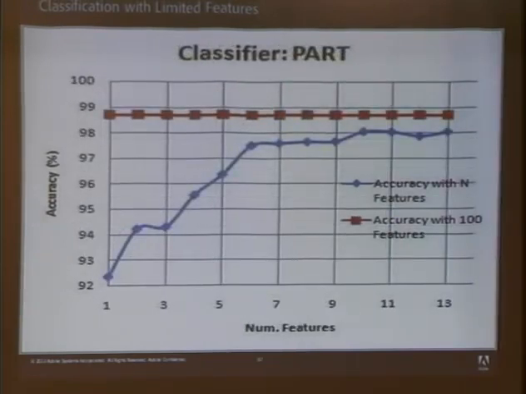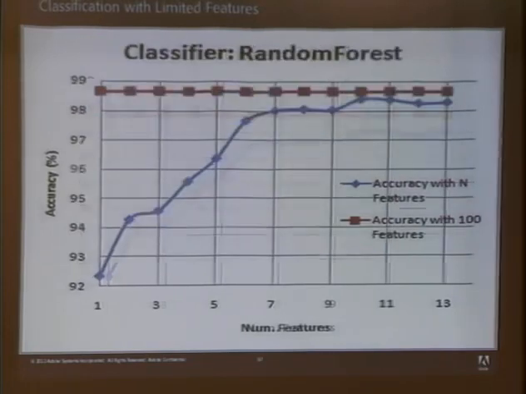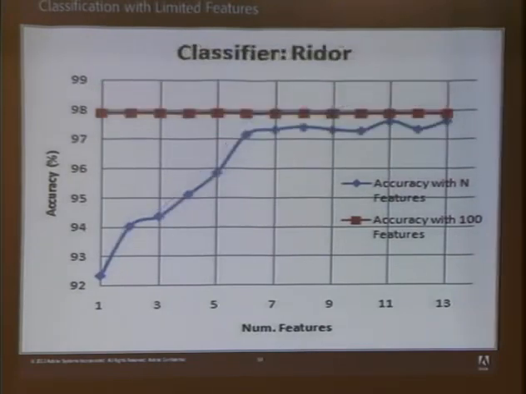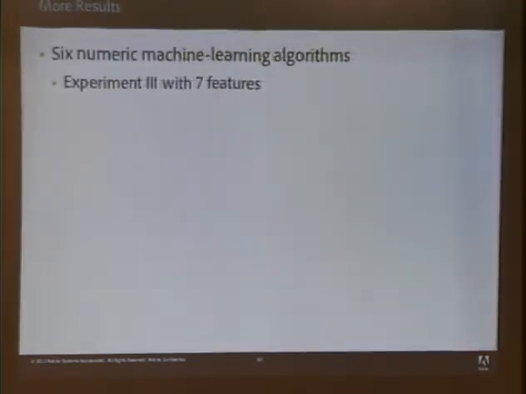Similar for part. Seems like there's an inflection point at 6, but for consistency, let's just say 7. Similarly for random forest. Okay, so then I took just these 7 features and used them as the sole inputs to the classifiers.